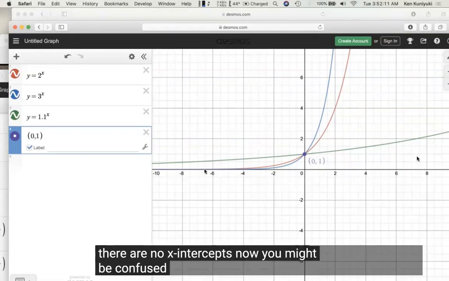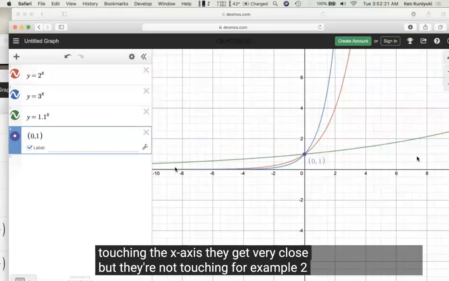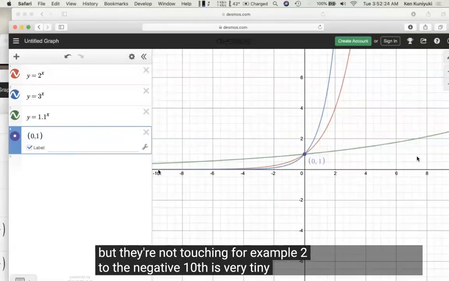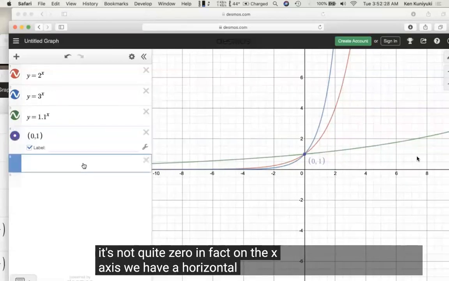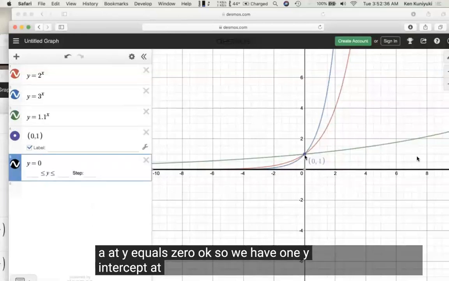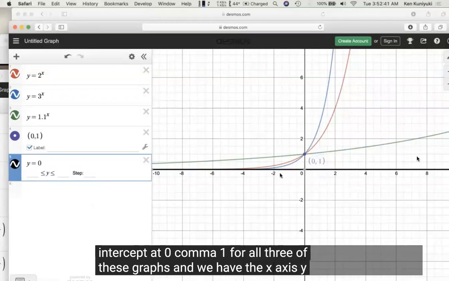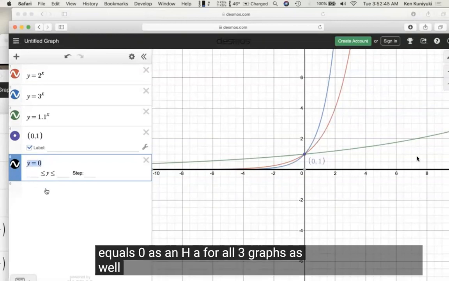Now, you might be confused about what's going on here. Let me assure you, these graphs are not touching the x-axis. They get very close, but they're not touching. For example, 2 to the negative 10th is very tiny, but it's not quite 0. In fact, on the x-axis, we have a horizontal asymptote, an HA, at y equals 0. So we have one y-intercept at 0, 1 for all three of these graphs, and we have the x-axis, y equals 0, as an HA for all three graphs as well.